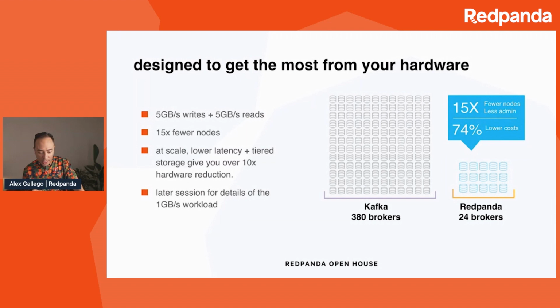As part of this, we're working with a public company, and they aggregate analytics, and they have 5 GB per second reads and 5 GB per second writes. And to them, the major challenge, in particular in this economy, was the number of brokers they had to manage from an upstream Apache Kafka: 380 brokers, and they brought that down to 24 Redpanda brokers.